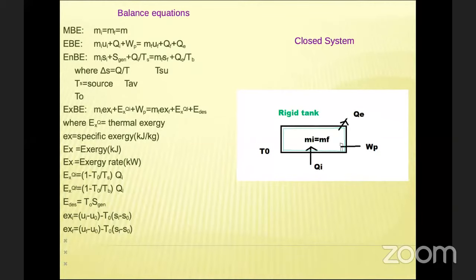So m_i u_i, this product is what? One energy. Next, plus we are giving the heat input Q_i, so plus Q_i. Again we are doing the stirring action W_p. So these are all the inputs to the system, so that comes under the left hand side, m_i u_i plus Q_i plus W_p.